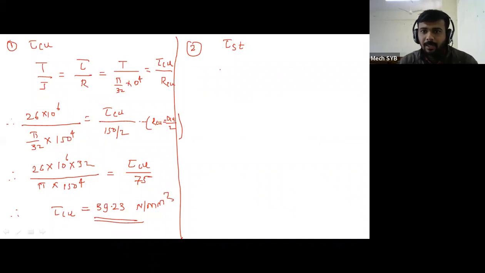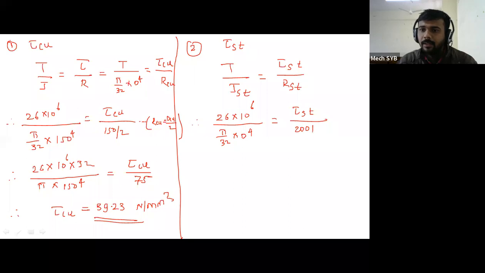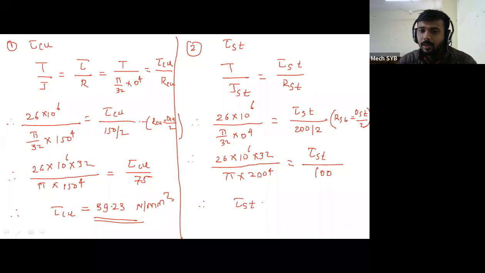Then tau of steel. We have one formula once again: T upon J of steel is equal to tau of steel divided by R of steel. Again, torque is common. 26 into 10 raised to 6 divided by pi by 32 into D raised to 4 is equal to tau of steel divided by R of steel, means 200 divided by 2. Why is it like that? Because R of steel is equal to D of steel divided by 2. So now put the values. 26 into 10 raised to 6 into 32, I will take at the top side, divided by pi into 200 raised to 4 is equal to tau of steel divided by 100. Therefore, tau of steel is equal to.